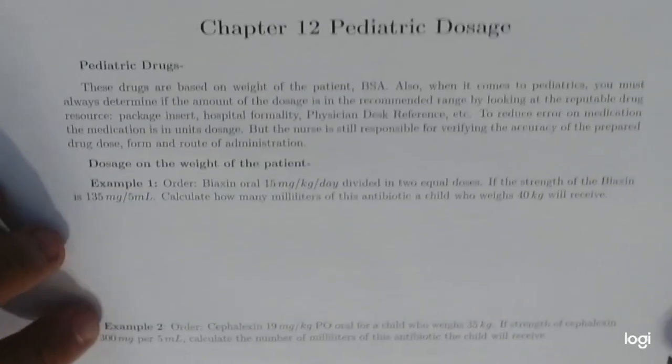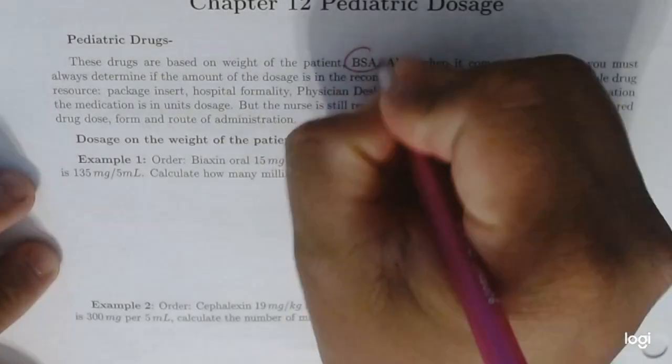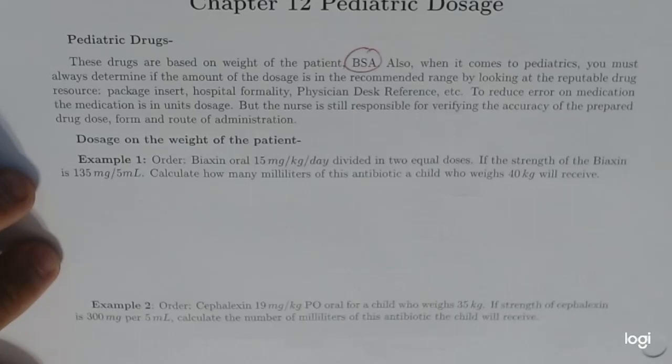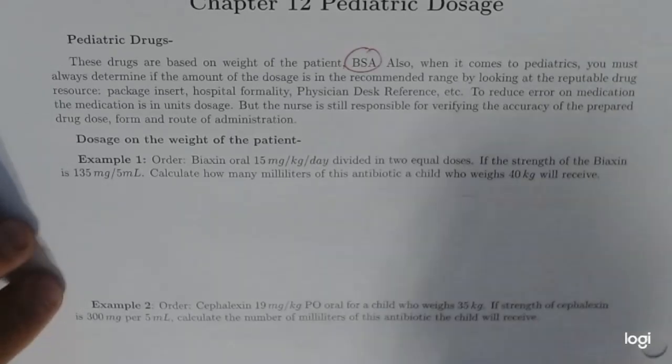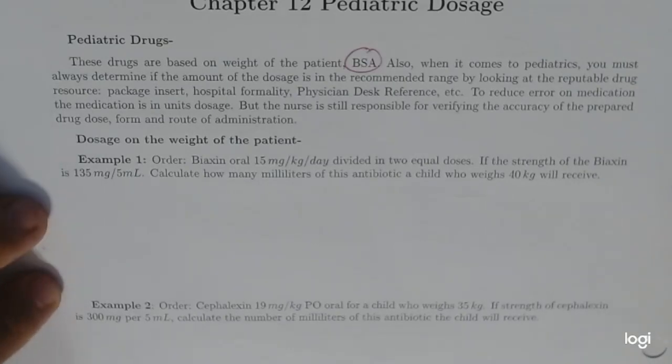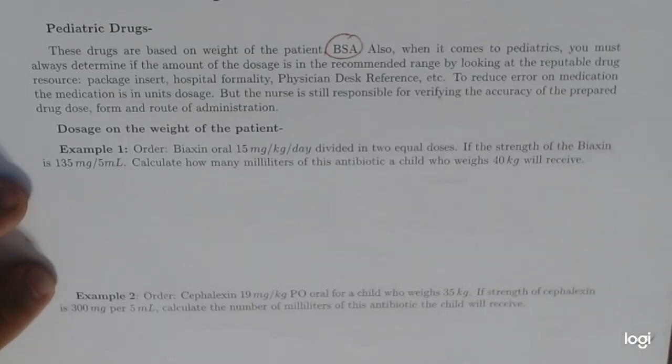So pediatric dosages. These drugs are based on the weight of the patient, or again, BSA. Also, when it comes to pediatrics, you must always determine if the amount of the dosage is in the recommended range by looking at the reviewable drugs or resources. So package information, hospital information, and all that will be given to you. It's not like you have to memorize it. Just make sure it's labeled.